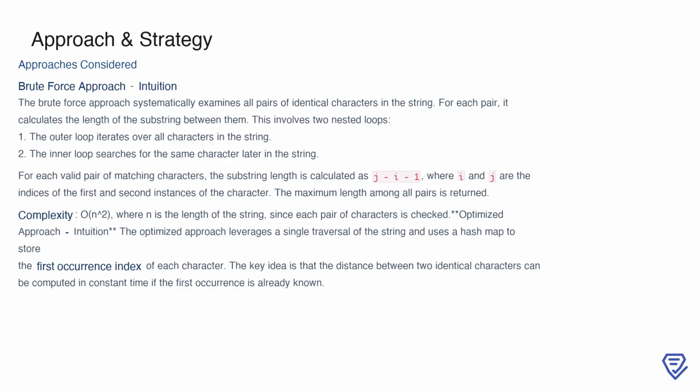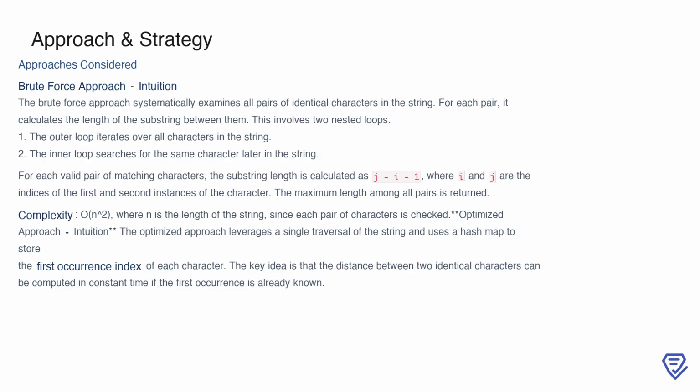Once we find a matching pair, we calculate the length of the substring between them using the formula j-i-1, where i and j represent the indices of the first and second occurrences of the character, respectively. By repeating this for all possible pairs, we can determine the maximum length of such substrings. However, this approach requires checking every pair, resulting in a time complexity of n squared. To optimize, we can instead utilize a single traversal of the string combined with a hash map.